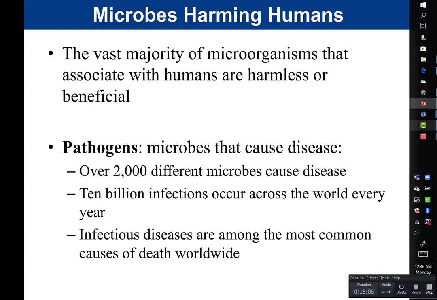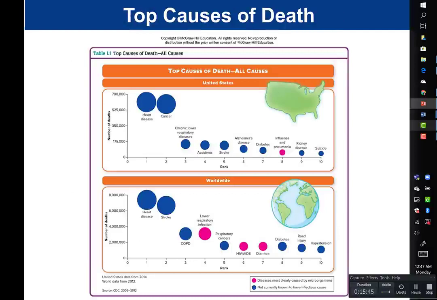There are over 2,000 different microbes that cause disease, and you're going to learn a lot about those throughout this class. 10 billion infections occur across the world every year. Infectious diseases are among the most common cause of death worldwide. Now, what you'll notice is that in the US, it's not a top cause of death. But around the world, in fact, infectious diseases are definitely still a big problem, and they are a leading cause of death.